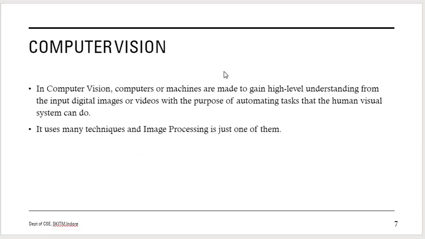So let us first see what computer vision is, what image processing is, and what the difference between them is. In computer vision, computers or machines are made to gain a high level understanding from input digital images or videos, with the purpose of automating tasks that the human visual system can do. It may use many techniques. Image processing is just one of the techniques that we use for computer vision.